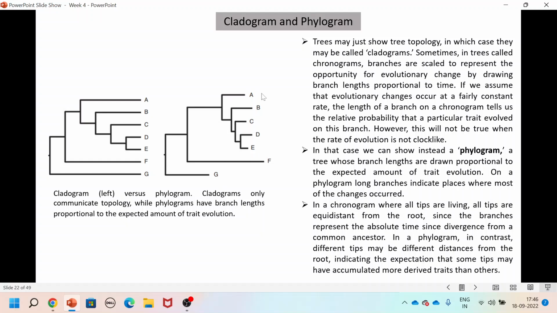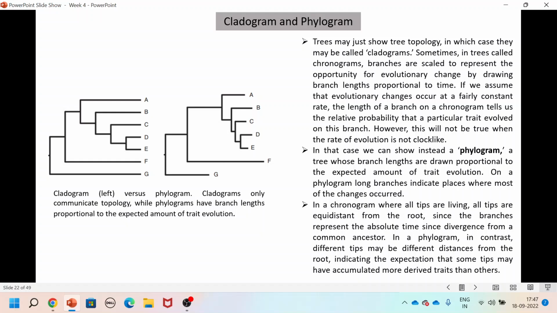This is because in a phylogram we consider that the branch length shows how much trait it has accumulated during the course of evolution. What I mean to say by this is, here we can see that the branch length for F is maximum as compared to the branch length of E or D. But we cannot say that F evolved much better as compared to D or E.